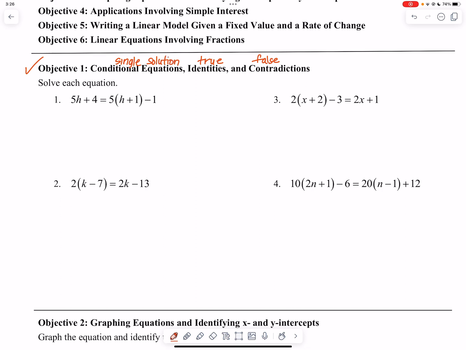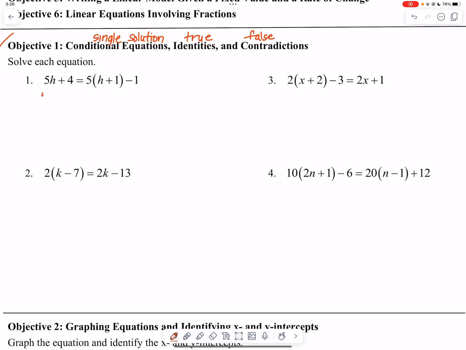Taking a look at number 1, let's distribute that 5. We will combine like terms. And 5 minus 1 is 4. So that is true. Therefore, we have an identity.